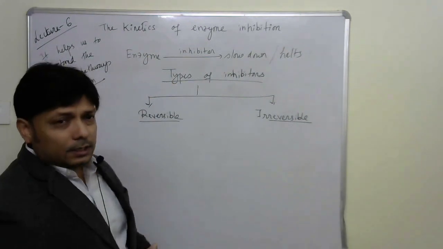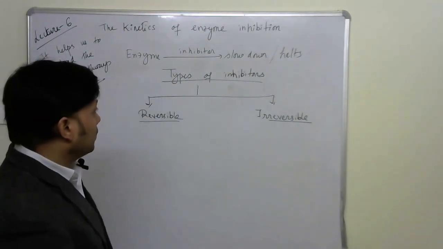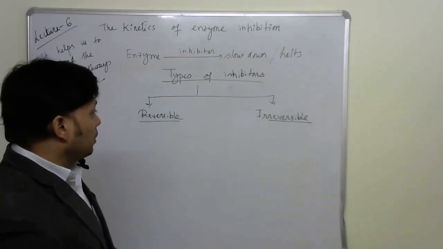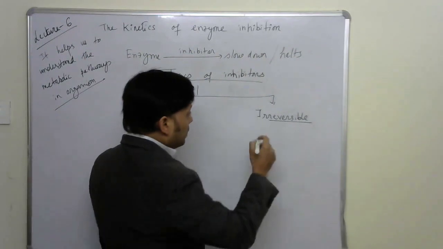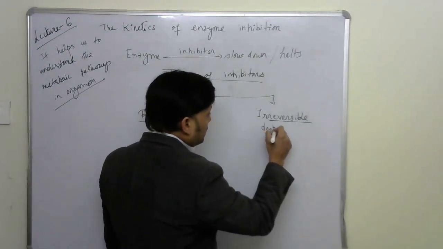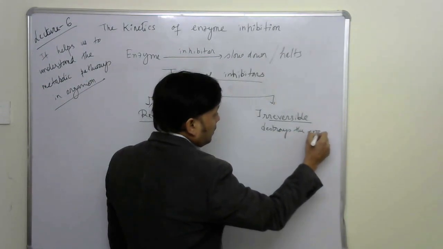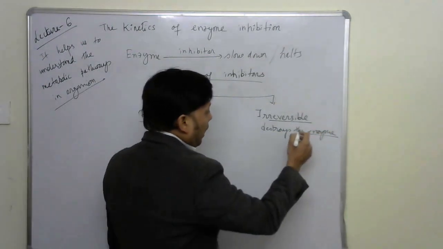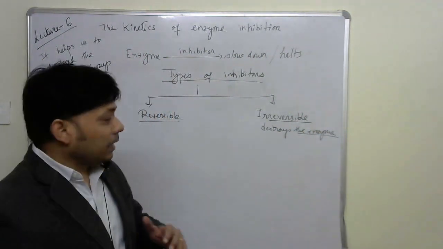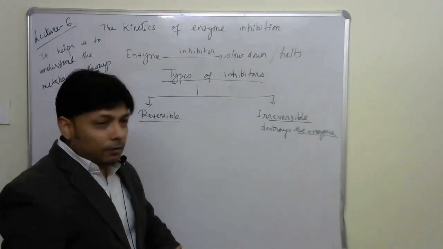So what are the reversible and the irreversible inhibitors? The irreversible inhibitors basically destroy the enzyme. That means you won't get the enzyme back anymore, the enzyme kinetics is no good, and you won't get any product. So basically everything is destroyed.